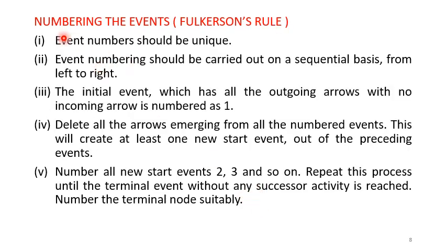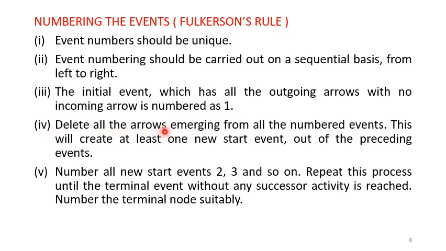Let us now see how the numbering of the events is done. The rule says the event number should be unique. So two events cannot have the same number. Event numbering should be carried out on a sequential basis from left to right. The initial event, an event at the beginning of the project, which has all the outgoing arrows with no incoming arrow, is numbered as 1.